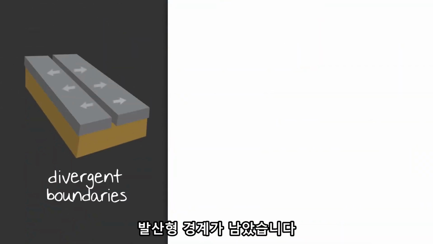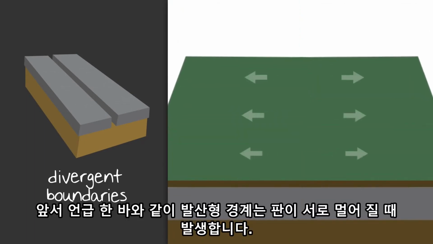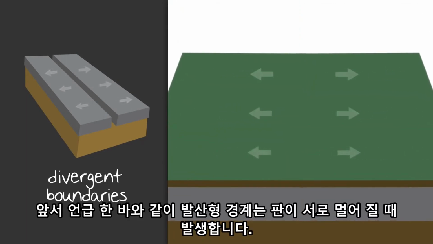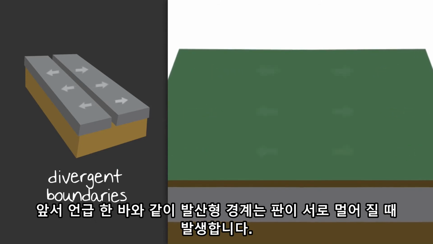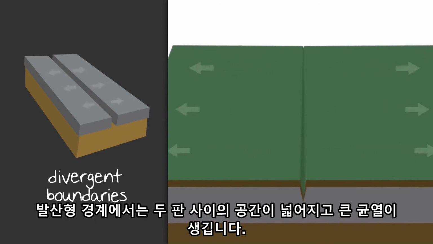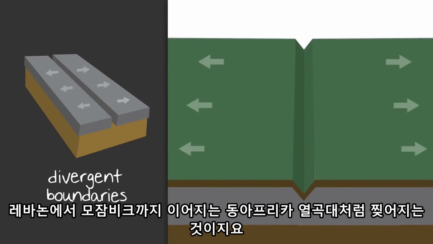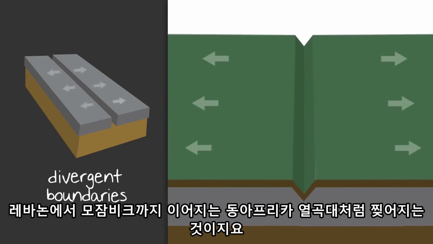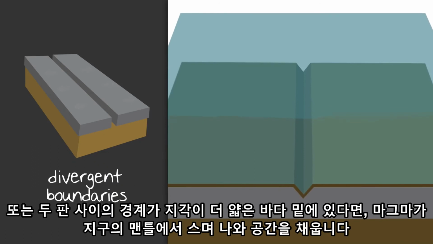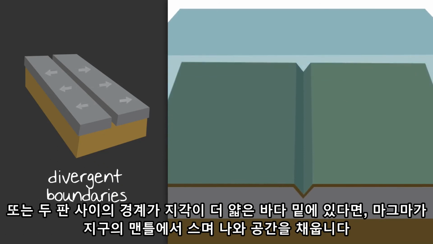That just leaves divergent boundaries. Like we mentioned before, divergent boundaries occur when plates are moving away from one another. Either the space between the two plates widens and becomes a large crack or rift, such as the East African Great Rift Valley that runs from Lebanon to Mozambique, or if the space between the two plates is under the ocean, where the crust is thinner, magma oozes up from the Earth's mantle and fills the space.